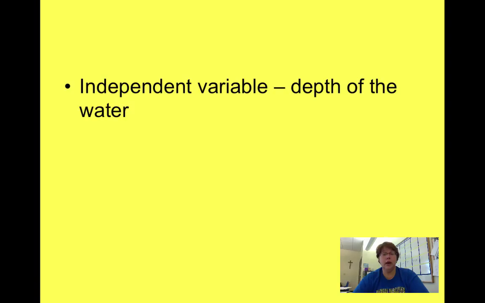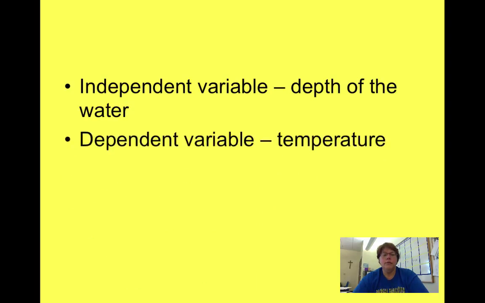Yes, again, it's a number, but every time they went deeper in the water, they took the temperature of the water. So the dependent variable would be the temperature, because they measured the temperature every time they went deeper in the water. And what was this thing that stayed the same all the time?